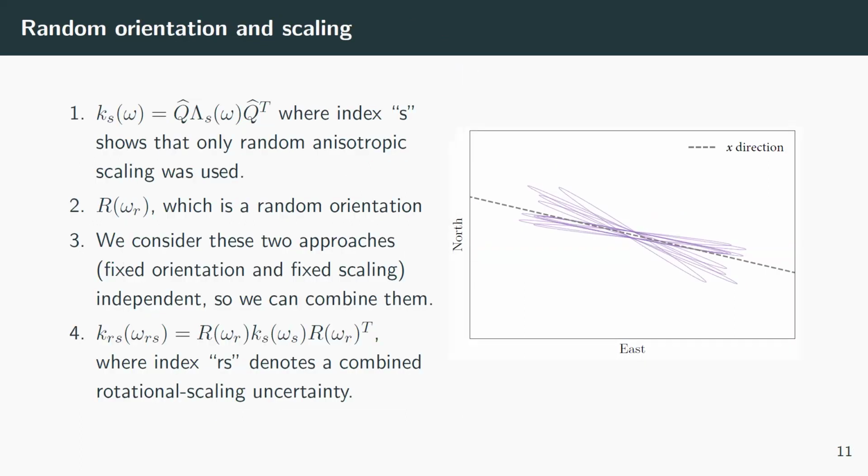So finally, if we want to have a hydraulic conductivity tensor with random orientation and scaling, here you can see the ellipses have different sizes and also different directions. In the first step, if we have just randomness in scaling, the eigenvectors would be fixed and the eigenvalues would be random. And then you remember we had R as a rotation matrix. Because we consider these two approaches independent, we can combine them. So then the hydraulic conductivity tensor with random orientation and scaling would be this equation.